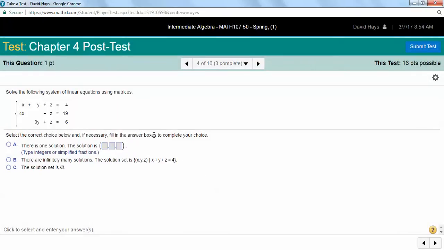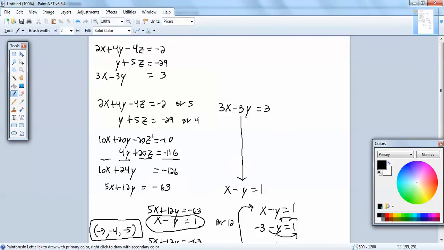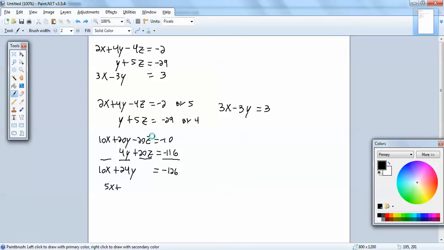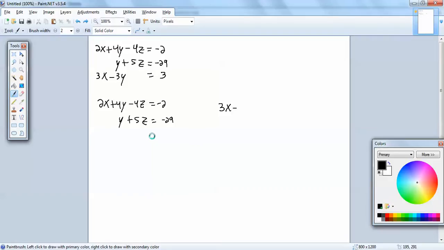Let's take a look at this one. Now this says solve it using matrices. You could, if you wanted, just use equations, like we just did here. But I'll show it with matrices. If we're going to use equations, you do the same process.